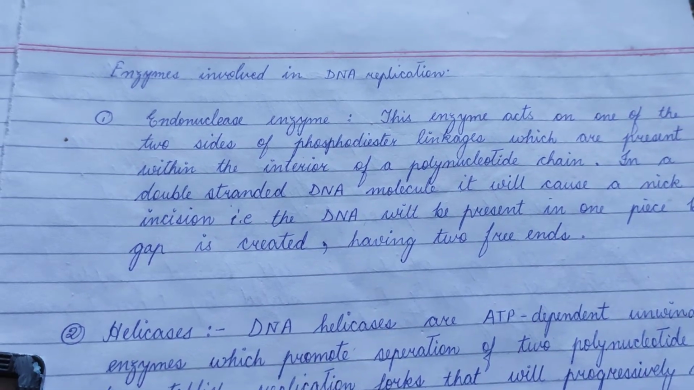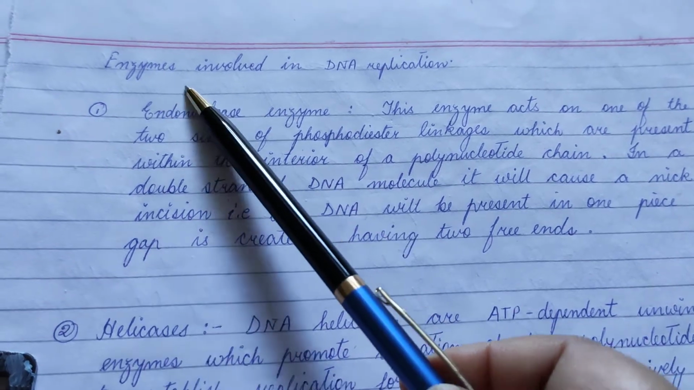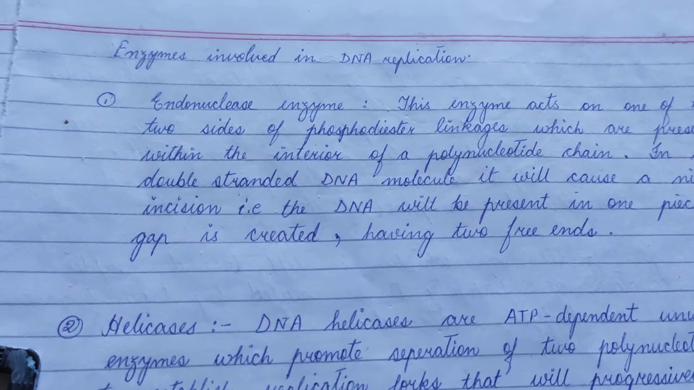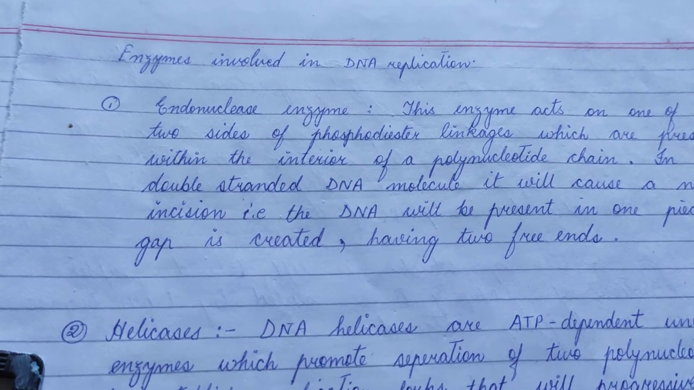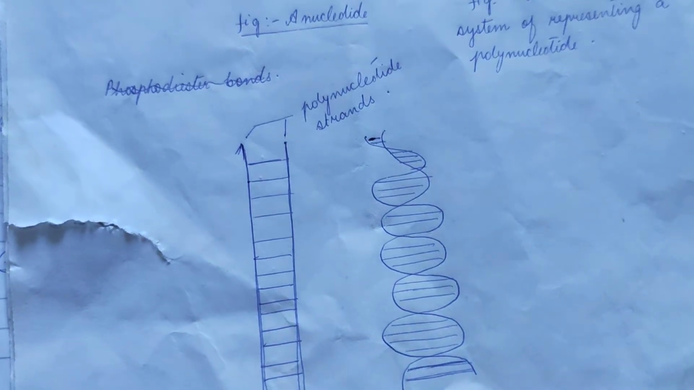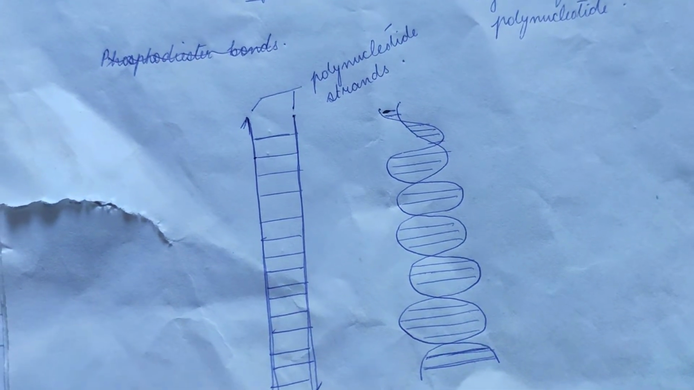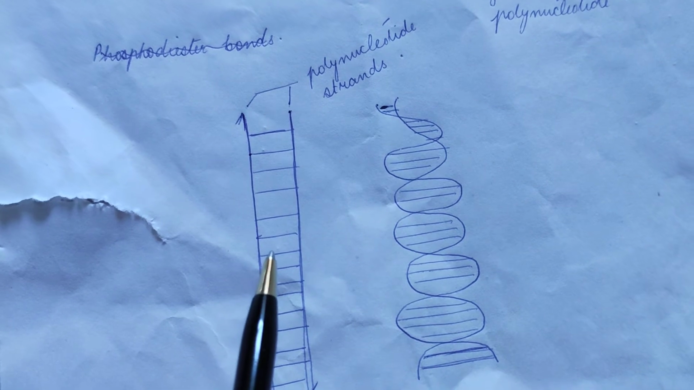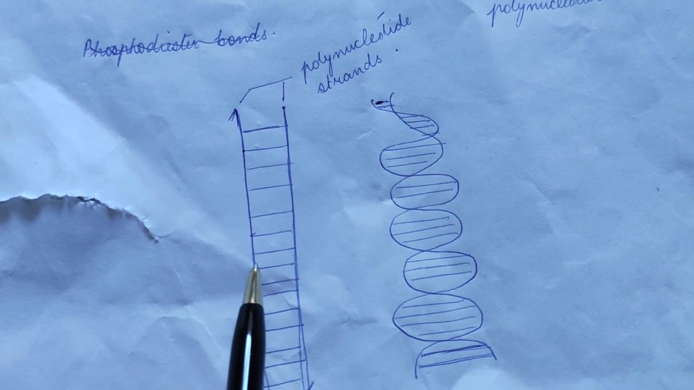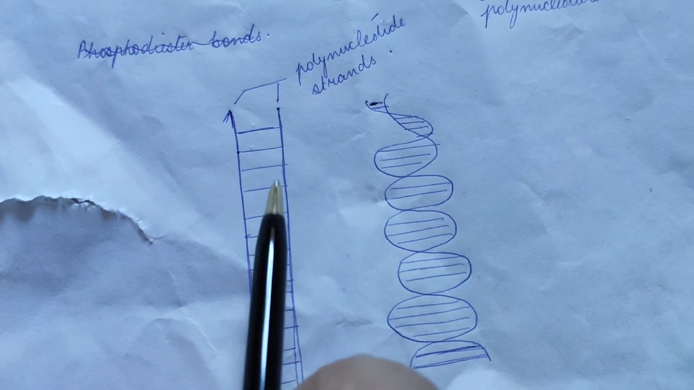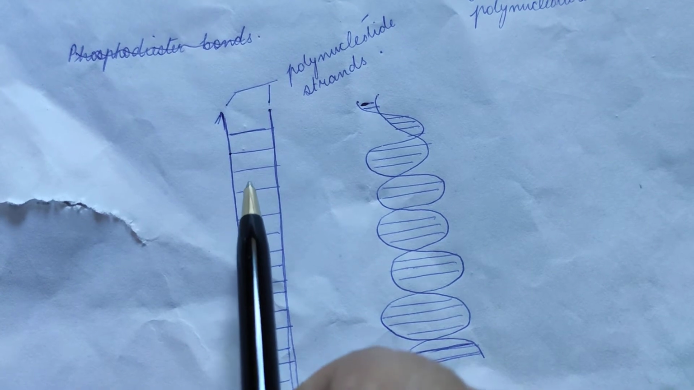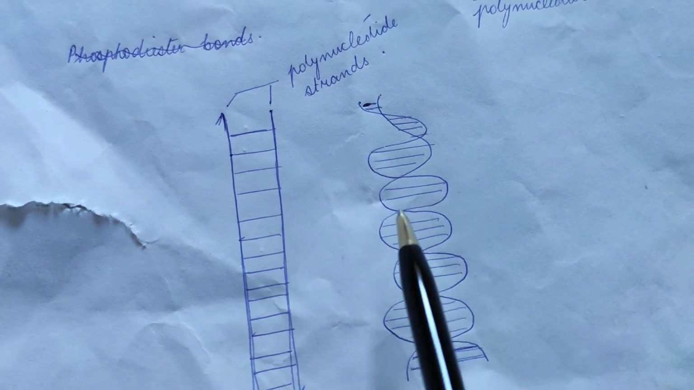Good morning, students. Today, let us discuss enzymes which are involved in DNA replication. Before that, let us discuss a little bit about the structure of DNA. According to the Watson and Crick model, DNA is made up of two polynucleotide strands. The two strands are attached to each other by hydrogen bonds. The DNA molecule remains spirally coiled.